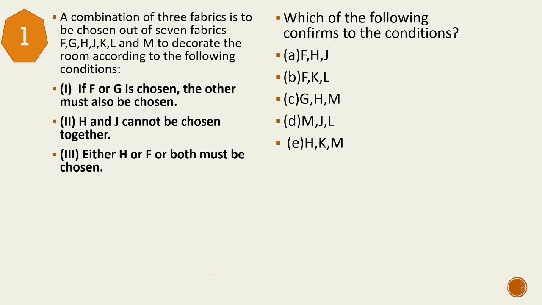So here we have the first question, which says a combination of 3 fabrics is to be chosen out of 7 fabrics, which are F, G, H, J, K, L, M, and there are certain conditions which are to be met whenever I am choosing 3 fabrics out of 7. What are the conditions now? When I'm solving questions like this, it is very important to note down the conditions in a coded or symbolic form outside the sentence form, so that I reduce the work of going back to the question and reading it again and again.